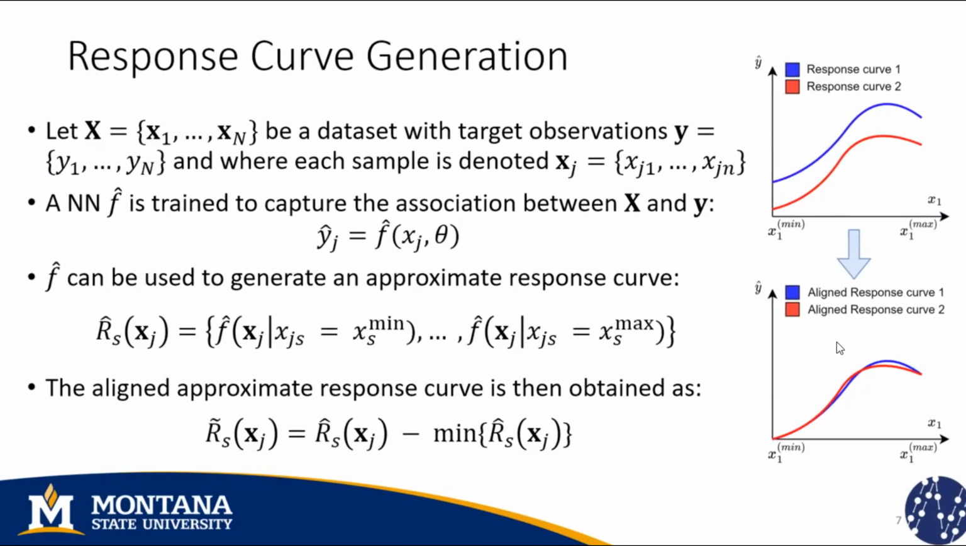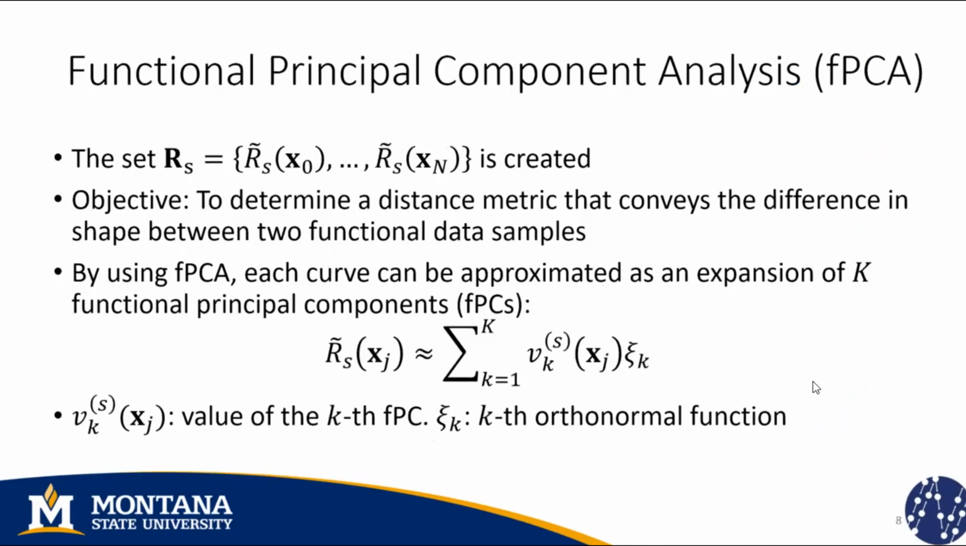Once the curves are aligned, the comparison of their shape is easier. The next step is to create the set RS that consists of the aligned approximate response curves corresponding to all samples in the dataset. This can be interpreted as a set of functional data. The objective now is to determine a distance metric that conveys the difference in shape between two functional data samples.